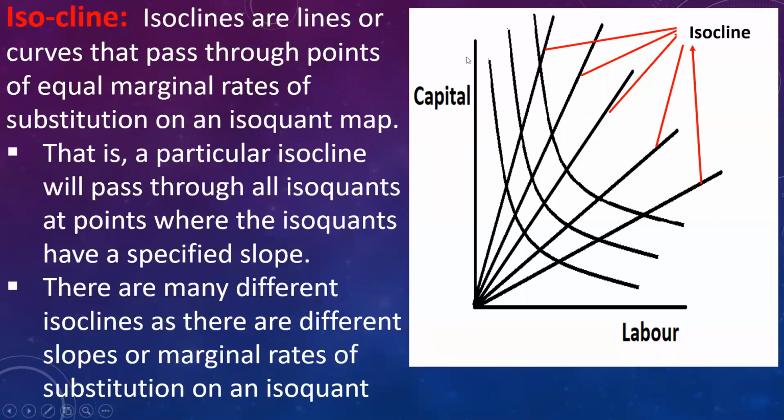Here in the graph you can see these straight lines. These are the isoclines which connect the equal slope on successive isoquants. The isoclines are the curves that pass through points of equal marginal rate of substitution, that is nothing but the slope of the isoquant curve. A particular isocline will pass through all isoquants at points where isoquants have a specified equal slope. There are as many different isoclines as there are different slopes or marginal rates of substitution on isoquants. For a particular isoquant map, there will be n numbers of isoclines.